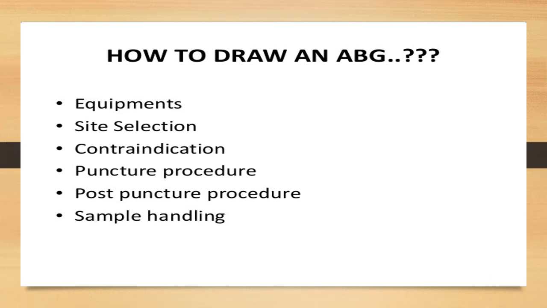How to draw an ABG? So how we have to take the sample for ABG? We need equipment, site selection, contraindications. We should know the contraindications, puncture procedure, post-puncture procedure, because here we are going to puncture the artery, the blood supply will be very forceful, and sample handling.